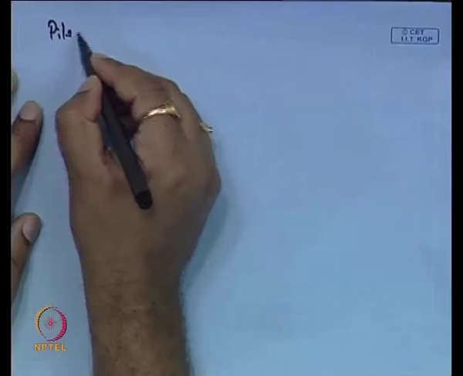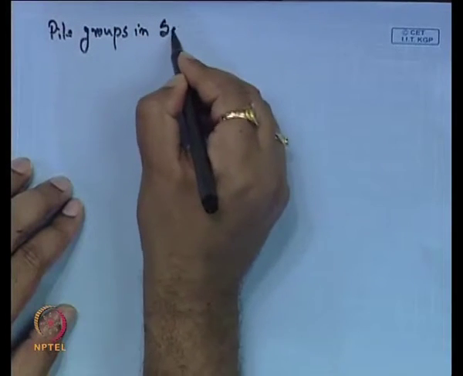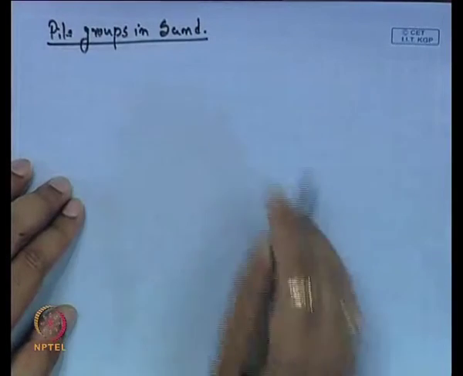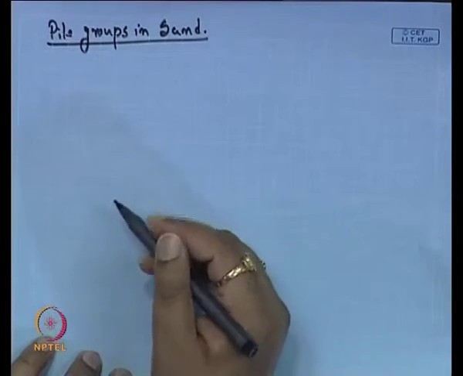Now, next we will go for some empirical expressions by which we can determine the settlement of the pile group if we know the settlement of the single pile. And the first one is if the pile group is in sand, because in the previous calculation the pile groups were mainly in clay soil. Now, if the pile groups are in sand, then how do we calculate the settlement from these proposed expressions.